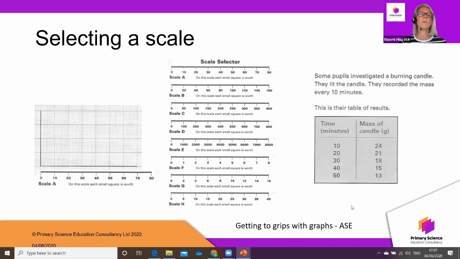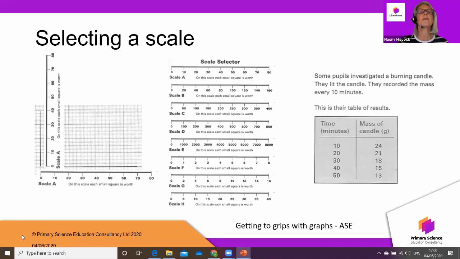Again, what we need to think about is what we're changing. That would be the minutes, the time. So across the bottom, we need it to go up to 50, so I would need to choose scale A. It does go up to 70, so the graph will actually be stopping here at 50, but that's the only way I can get the data on. Then up the side, I need it to go up to 24, and again I would need to use scale A. Although the graph will stop down here, it does all fit on. If I choose any of the other scales, it will start to go off my paper.